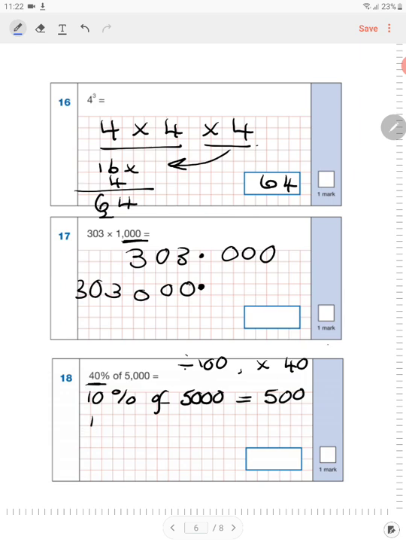So I'm going to do 40% is 500 times 4. Okay, so 500 times 4 should be able to do that in your head. 2 lots of 500 will give you 1,000, so 4 lots will give you 2,000.